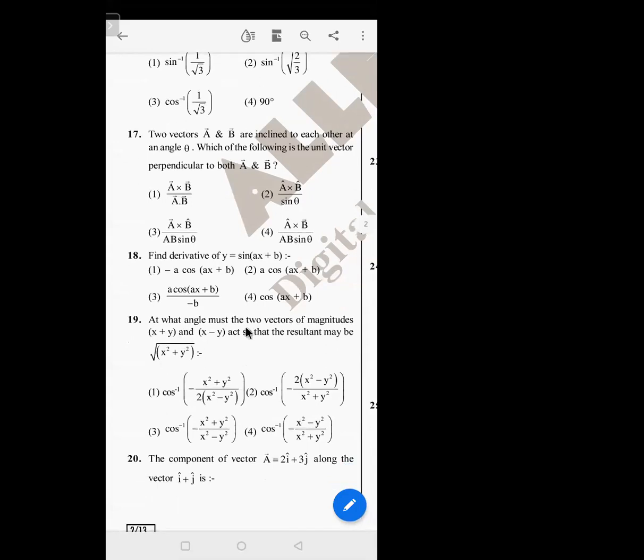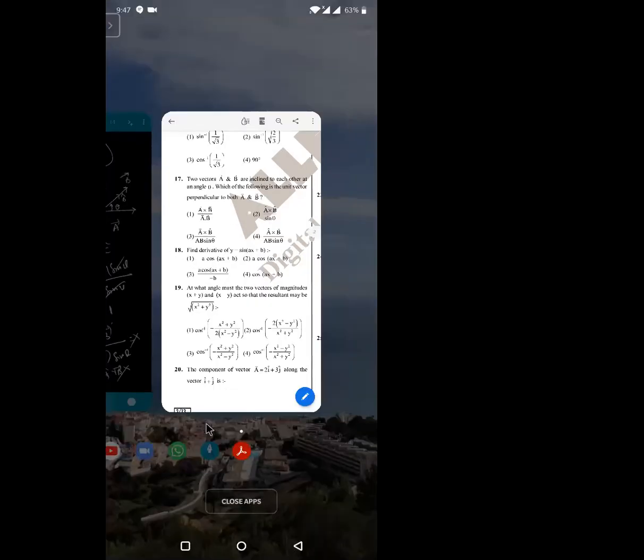At what angle must the two vectors of magnitude x plus y and x minus y act so that the resultant may be under root of x square plus y square? I hope you might have done this question. Question number 19, sir.